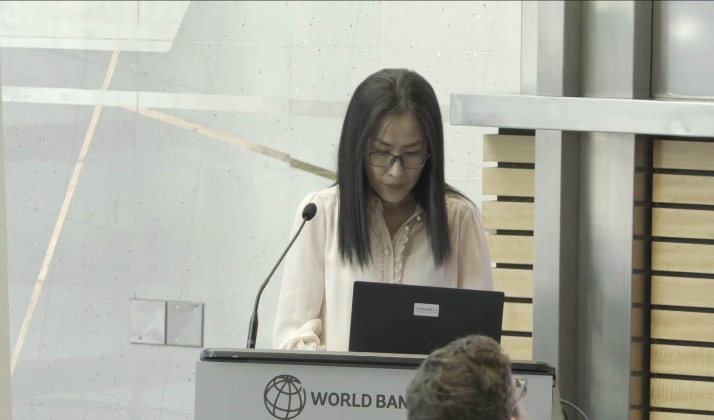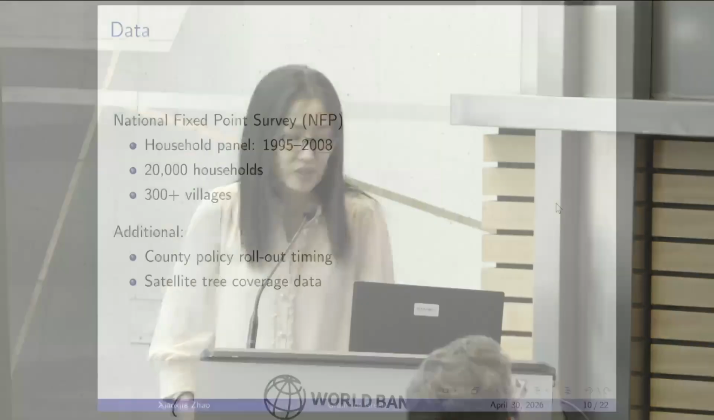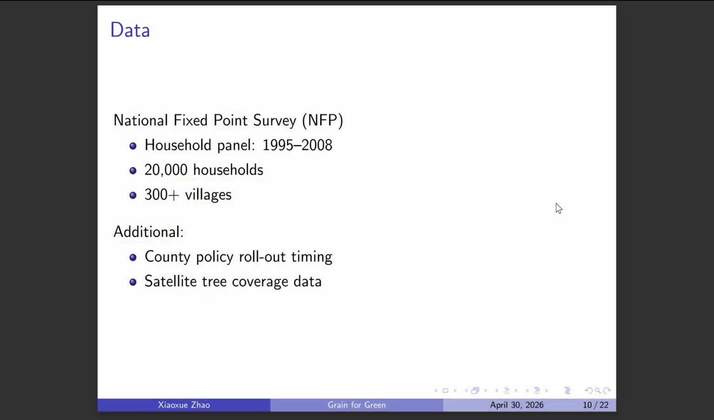So we use panel data from the National Fixed Point Survey, which is one of the largest rural household surveys in China, plus the rollout timing data across Chinese counties, as well as satellite tree coverage data to test all the predictions of our model.